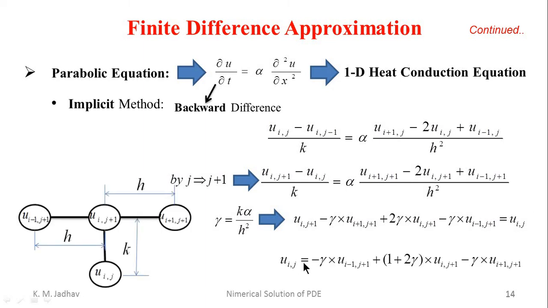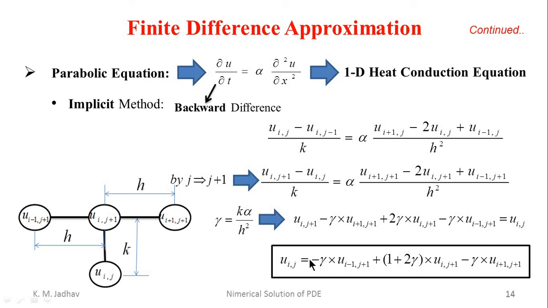We will rewrite this equation as this u i j, it is written here, equal to minus u i minus 1 j plus 1, this term, plus this u i j plus 1 we can take common. So inside the bracket this 1 plus 2 gamma. So inside the bracket 1 plus 2 gamma into u i j plus 1 minus this term, that is minus gamma into u i plus 1 j plus 1. So this is the formula for the implicit method.